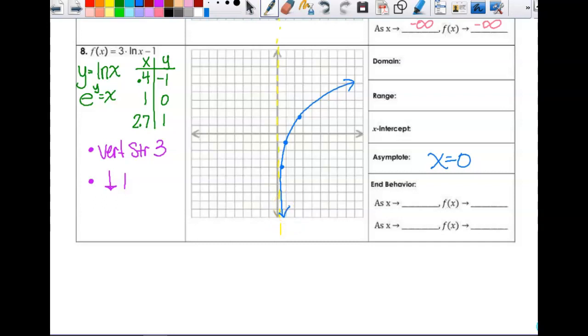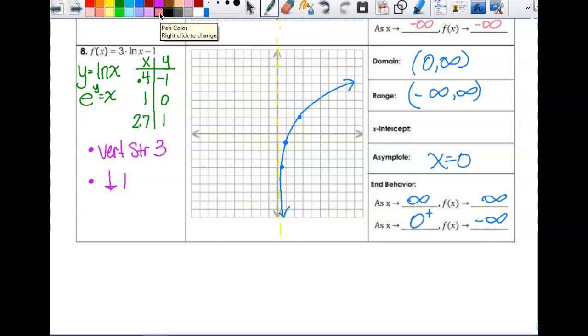Domain, 0 to infinity. Range, negative infinity to infinity. I have an x-intercept, but I don't know exactly what it is, and I don't get to guess off the graph, so I'm going to come back to that. Then as x approaches infinity, f of x approaches infinity. As x approaches 0 from the right this time, f of x approaches negative infinity.